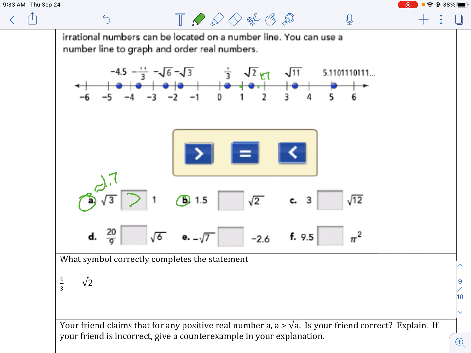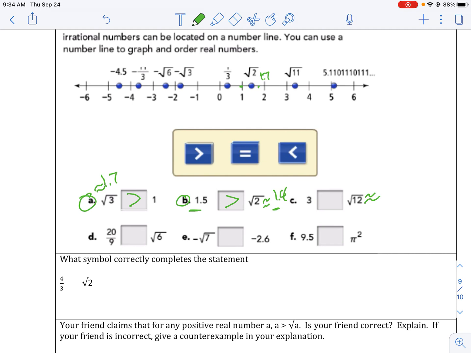B, the square root of 2, is approximately 1.4. This is extremely important: show your work. We should be writing down both numbers, and then after we plug the square root into the calculator, you write down what your calculator tells you. You can round to the nearest tenth or hundredth, whichever makes the question easier. So I see that 1.5 is larger than 1.4, so that number will be greater than.